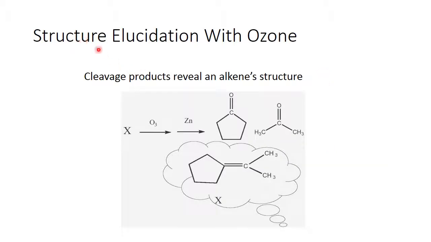So this is a picture of how you can figure out what structure came from these products that were made by ozonolysis followed by zinc and acid. The way that you do that is you just cut this oxygen off, cut that oxygen off, and stick the 2 ends together, and it makes this compound.